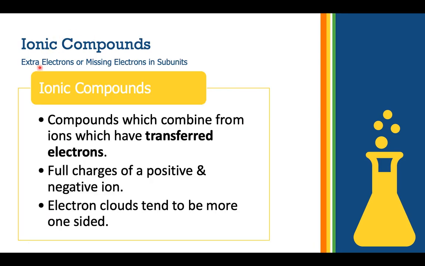Ionic compounds have extra electrons or missing electrons within their subunits, and this is because they can be positive or negative. Again, we're going to get into this a little bit further. Ionic compounds are compounds which combine from ions which have transferred electrons. They have full charges of a positive and negative ion. Electron clouds tend to be more one-sided, and that's because of the full-on charge of the negative.